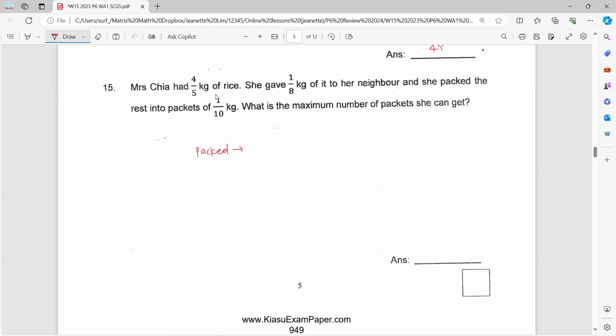So to find the amount she packed, we take the total minus away what she gave. So when you minus, find common denominator, which is 40. So we times 8, then over here, we times 5. This will give us 27 over 40. Okay, so that's the total amount packed into packets.